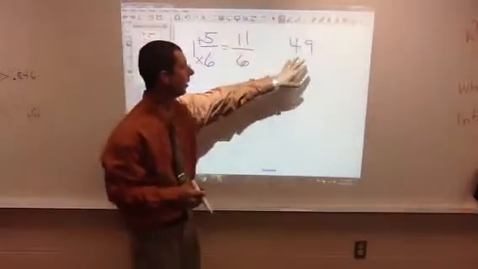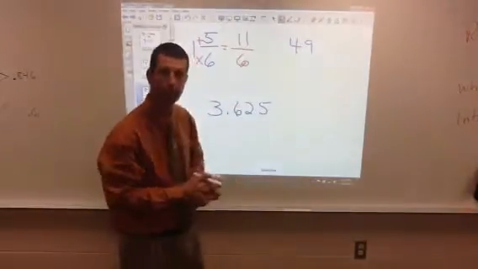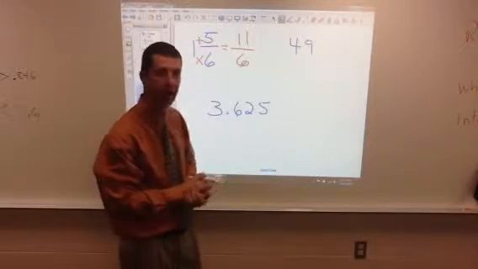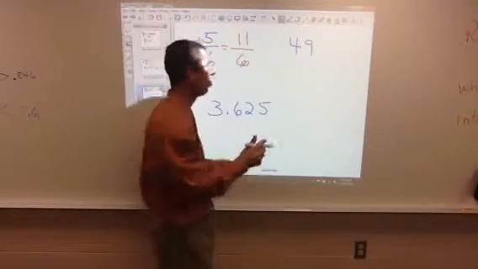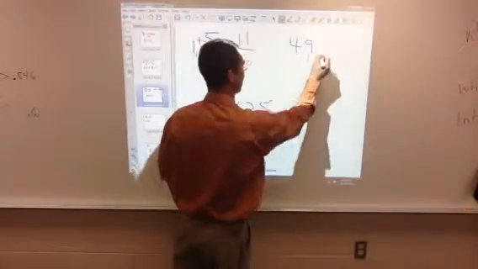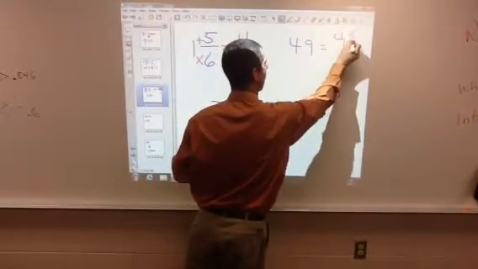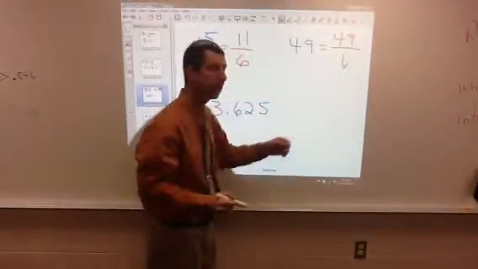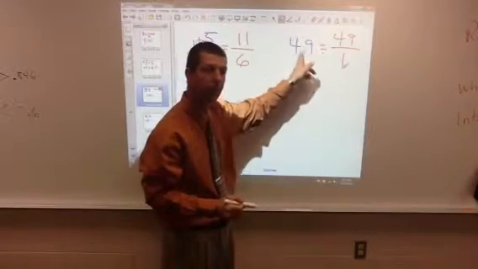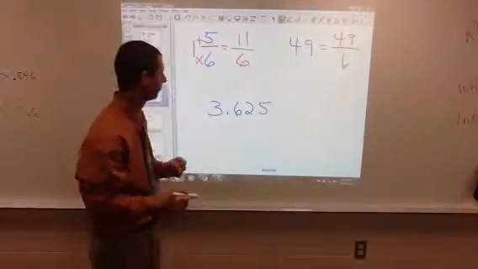This here is a whole number, and to write that as a fraction, we just place it over 1. So to write 49 as a fraction, we put 49 over 1. And once again, they're equal, just different ways to write the same number.